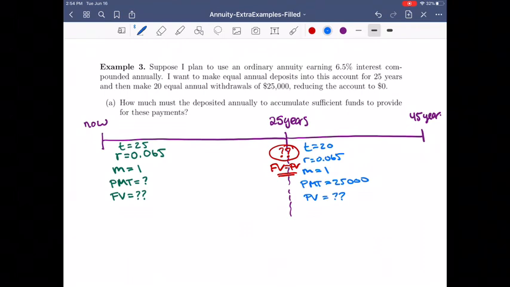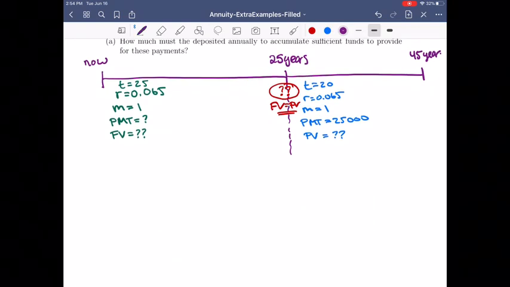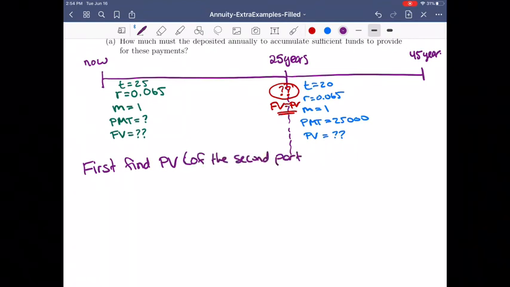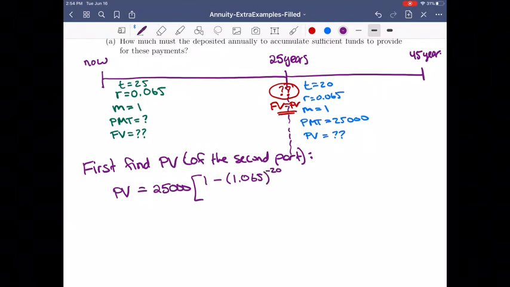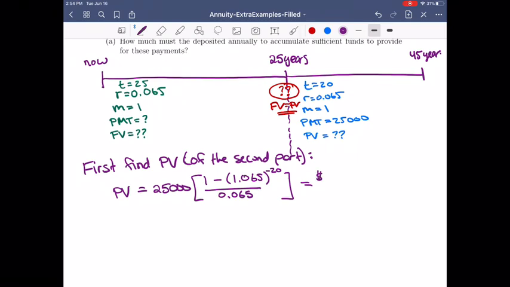Because we have enough information to find the present value, we're going to find the present value of the second part first. PV is going to be our payment, so 25,000 times 1 minus 1.065 to the negative m times t, over our I, which is the same as r here because m is 1. And if you compute that, you should get 275,462.68. So that's our present value.